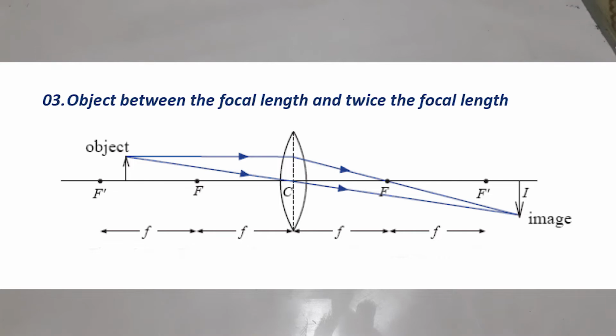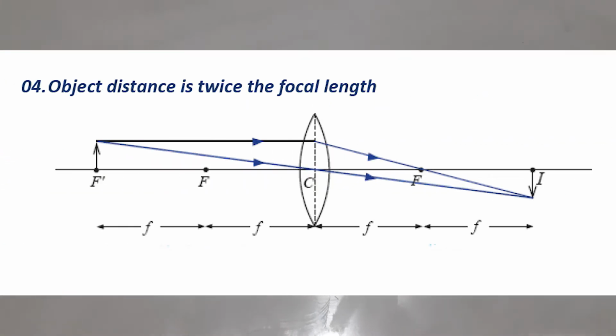If you move on to the fourth position, that is if the object is kept at twice the focal length, or we call it the center of curvature, we can see the image will lie at twice the focal length on the opposite side, and it will be a real image, and it will be an inverted image as you can see here. If you see the size of the image, it will be the same size as that of the object. So this is the only place in convex lenses where you can obtain an image the same size as the object.